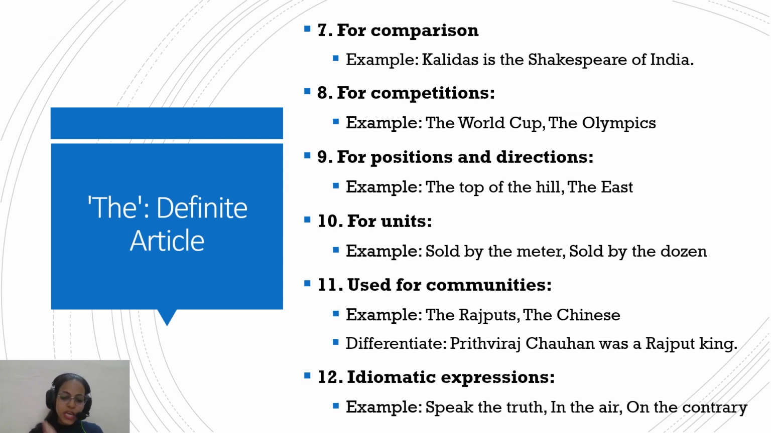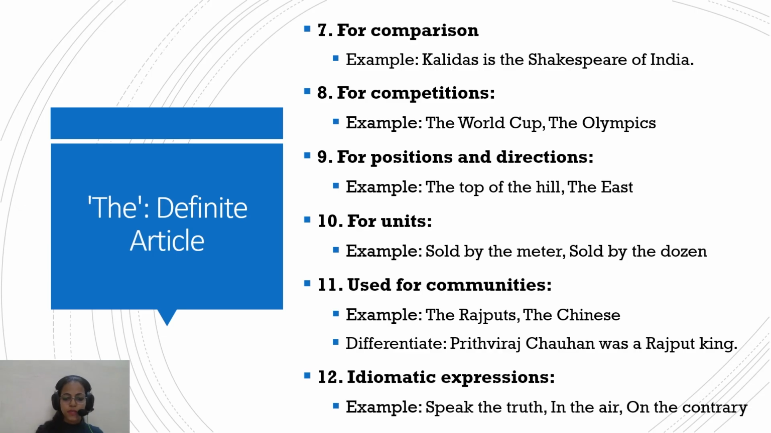So that's the thing. When you're talking about the community specifically, and while Prithviraj Chauhan is being talked about specifically, we do not use any article before Prithviraj Chauhan. In any way, we do not use articles before a proper noun. But a Rajput king here is used in a general sense.